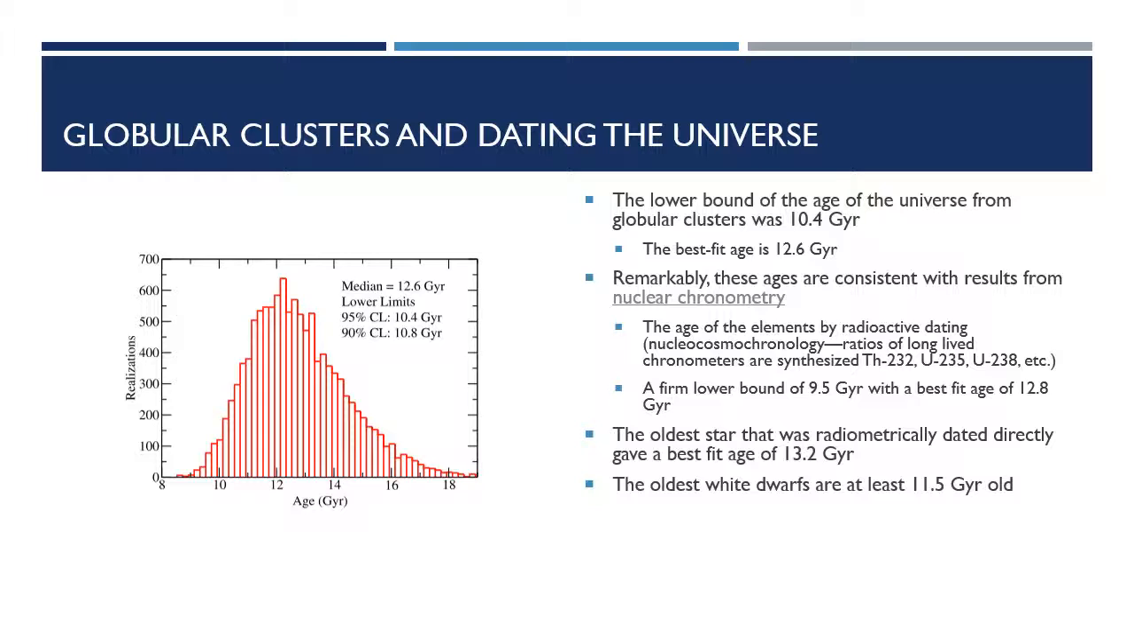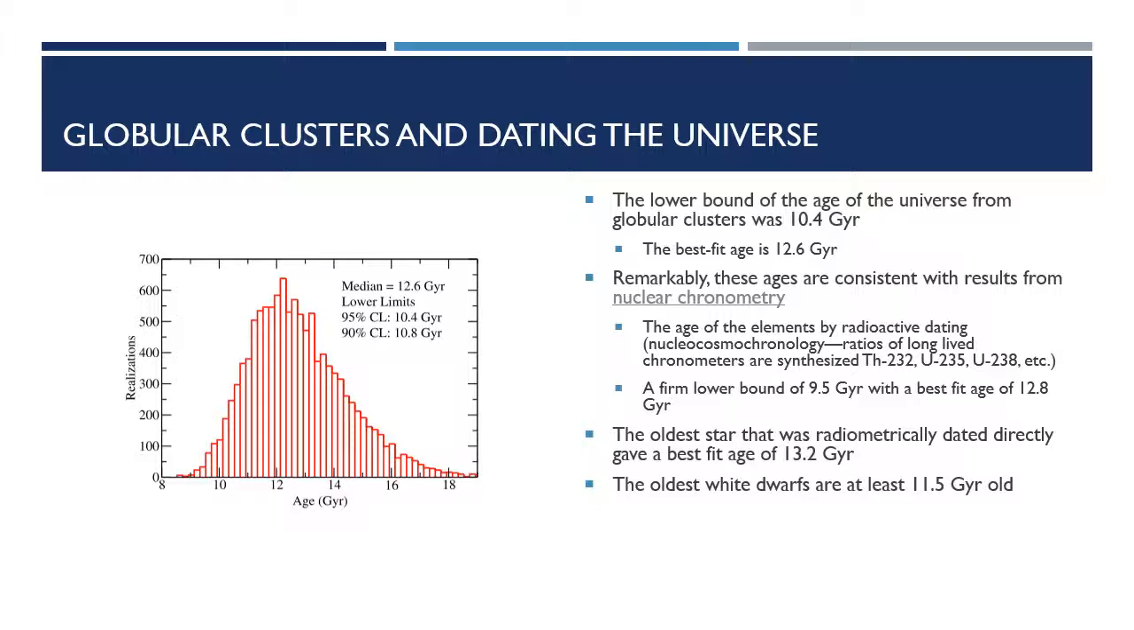And interestingly enough, we also can measure the oldest white dwarfs and find that they are also on the order of at least 11 billion years old. And the oldest stars to radiometrically date directly, which is a star that had, I think, 6 different radioisotopes in it, we got a really nice measurement of that. And the oldest star that we could date directly dates to being over 13 billion years old.